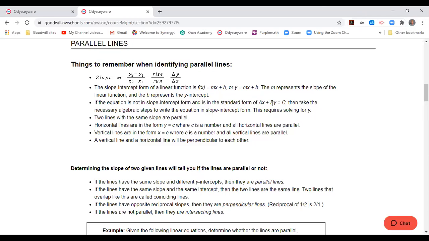Now, if it's in standard form, then you're going to have to convert it by solving it for y. When you solve it for y, it goes from standard form into y equals mx plus b, and you'll be able to figure out where the slope is there.